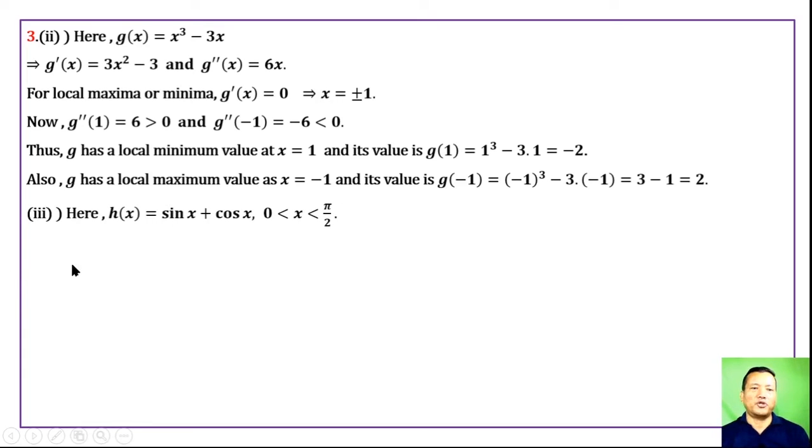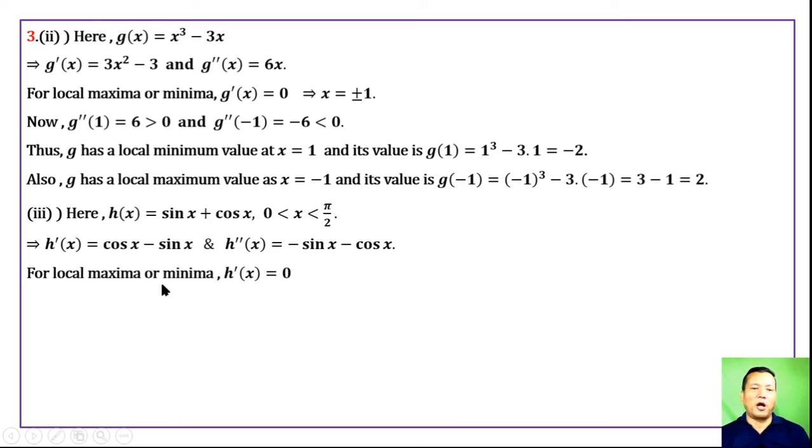For Roman number 3, f of x is sin x plus cos x, x lying between 0 to pi by 2. Implies f dash x, whose derivative for sin x is cos x, and for cos x its derivative is minus sin x. Again, the derivative with respect to x is this. For local maxima or minima, we have to put f dash x equal to 0, whose value is cos x minus sin x equal to 0, implies tan x equal to 1, implies x is pi by 4.